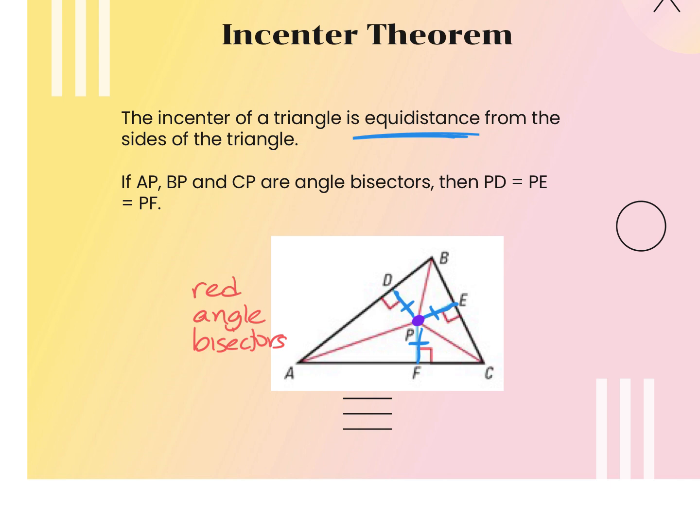Now, these blue lines are not perpendicular bisectors. Notice they're not hitting right in the middle of the sides. So those are just the equidistant segments. They're not perpendicular bisectors. And then again, the red are the angle bisectors. The angle bisectors are not congruent, but the blue segments are.